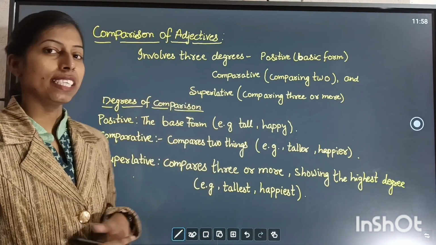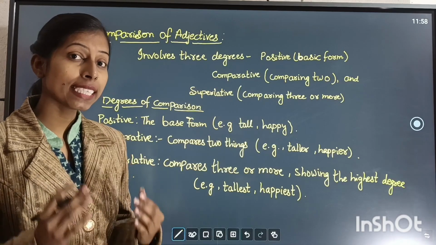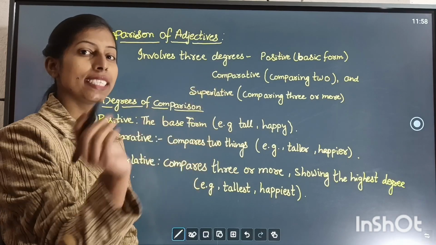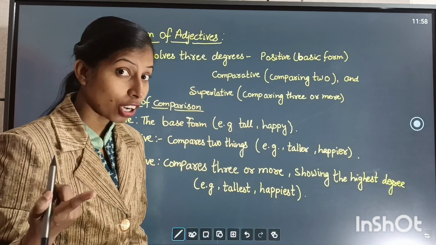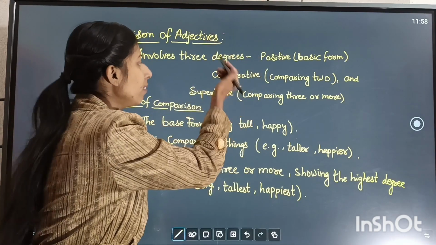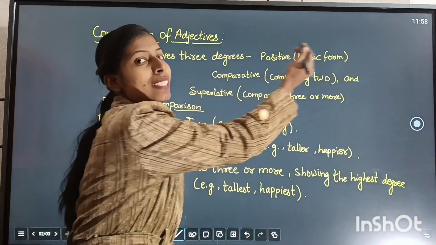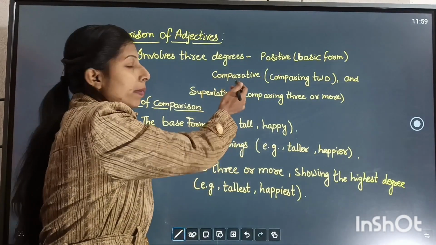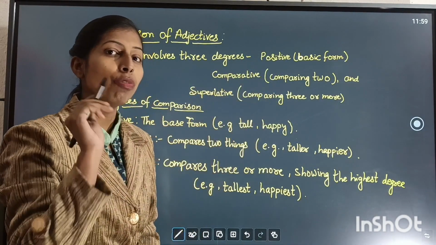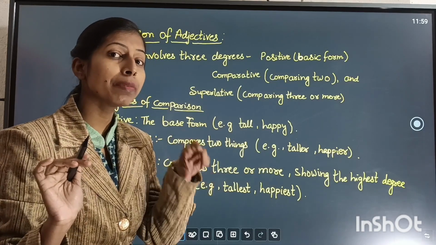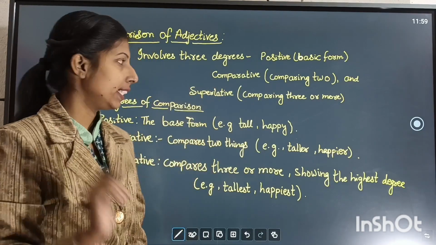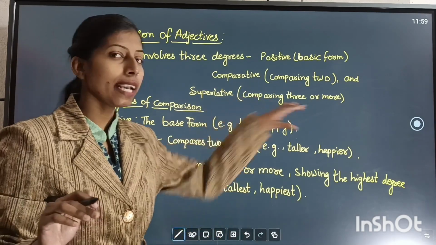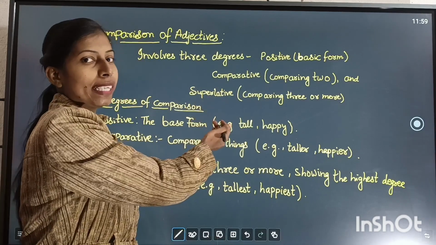In the comparison of adjectives, there are 3 degrees. First one is positive, second one is comparative, and third one is superlative. Positive means basic form. When the words are in the basic form, we call that the positive degree. Comparative, when we compare between two, we call that the comparative degree. And superlative, when we compare between 3 or more, we call that the superlative degree.